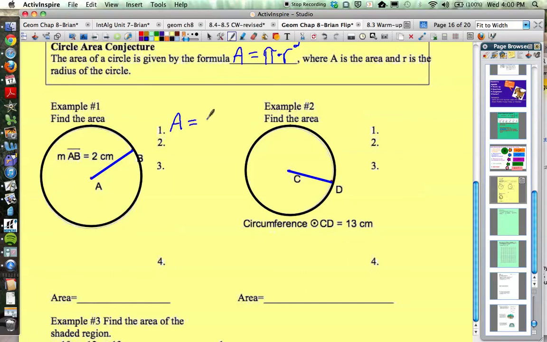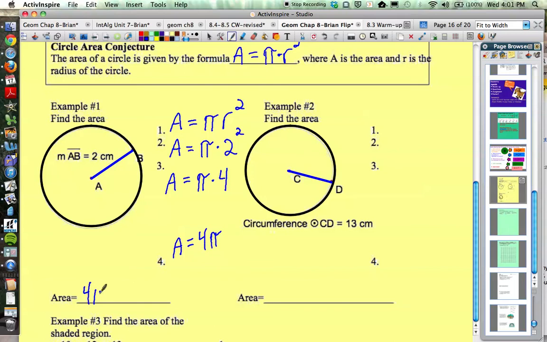So area is equal to pi times r squared. Plug in what we know: pi times 2 squared. So the area is pi times 4, since 2 squared is 4. If we want to leave our answer in terms of pi, we've basically got it now. So 4 pi, and we have centimeters squared. That's the unit, so square centimeters.